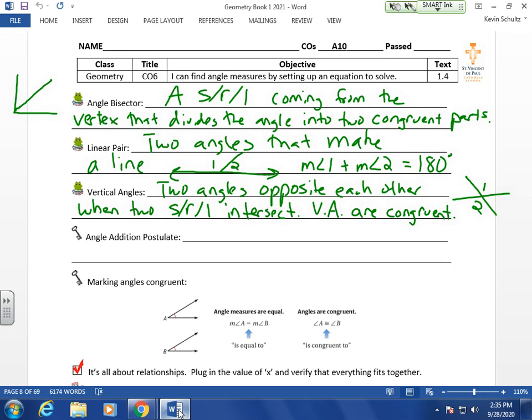A second pair of vertical angles would be 3 and 4, right? They're angles opposite each other when two, in this case, segments intersect, and they are congruent. Does everybody know what the congruency symbol for angles is? For segments, remember it's that little tick mark? Anyone know what it is for angles, the congruency?